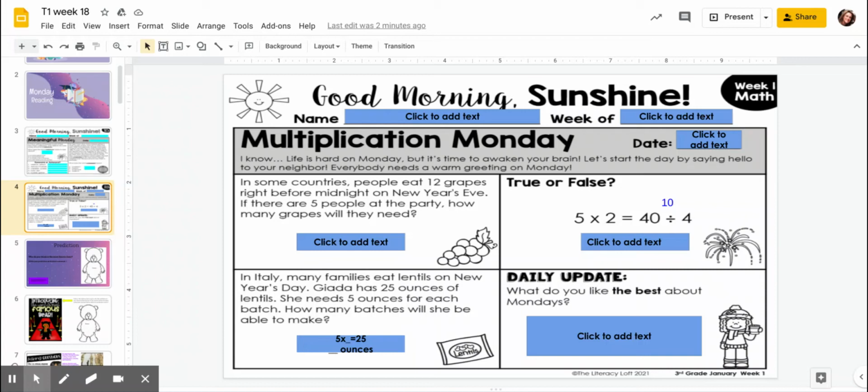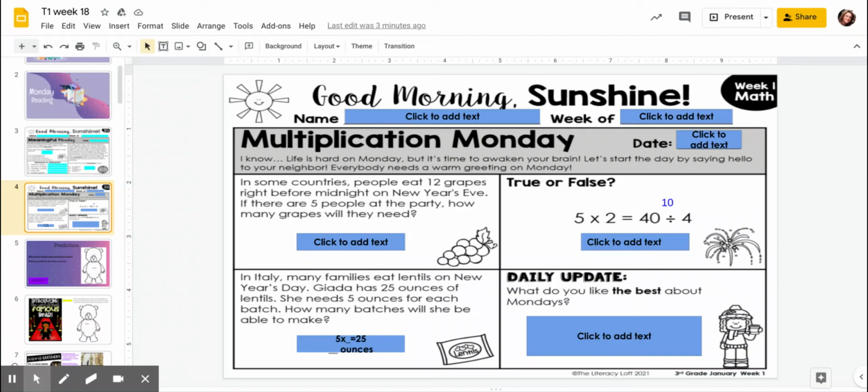So your factors are 5 and 12, and you're trying to find the product, or the answer to the multiplication problem. Remember, on a piece of paper, you can use equal groups. You can do repeated addition. You can make an array. Below that, here where it talks about Italy, many families eat lentils on New Year's Day. This woman has 25 total ounces of lentils. So in multiplication, that would be the product or the answer. And she needs 5 ounces for each batch, or one batch.